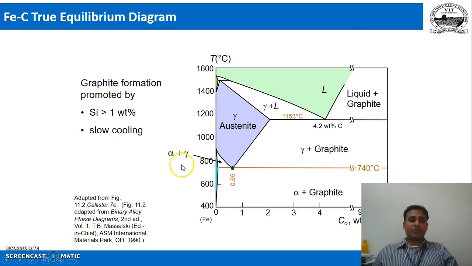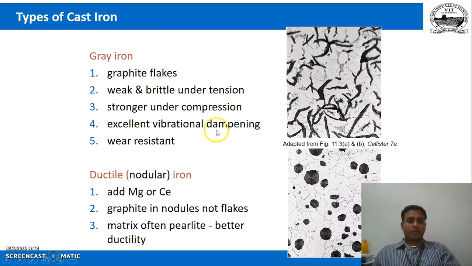Now let us see various types of cast irons. If you go very slowly, below 740 degrees Celsius you can have ferrite plus graphite. If you have silicon more than 1% and slow cooling, this is the combination. Now let us see the different types of cast irons. If you see the gray cast iron, the name has come from the fact that if you fracture this gray iron, the fractured surface looks gray in color, and that is why it is called gray iron.